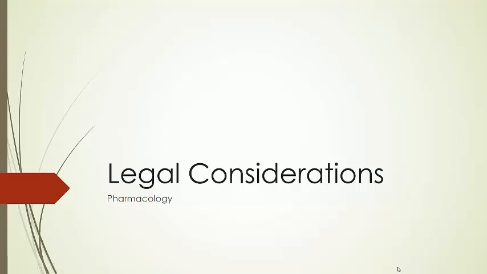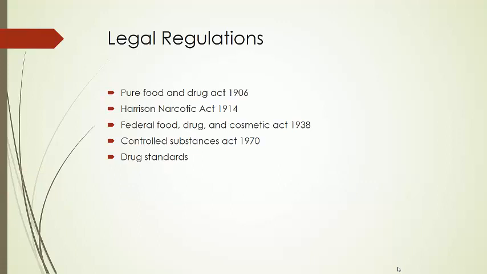Briefly go over some legal considerations and some important U.S. drug legislation. So the first one that we want to talk about is the Food and Drug Act, or the Pure Food Act of 1906. So in 1906, Congress enacted this Pure Food Act as the first U.S. law to protect the public from mislabeled, dangerous, or harmful food and drugs.